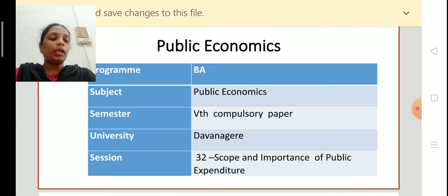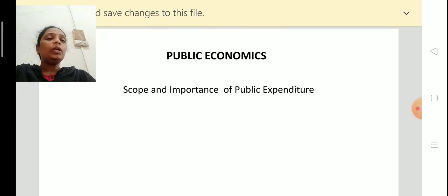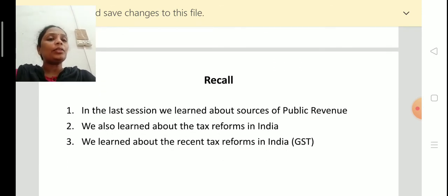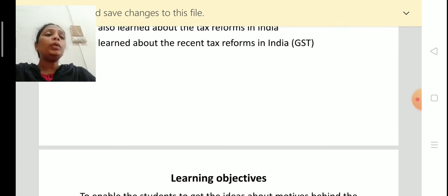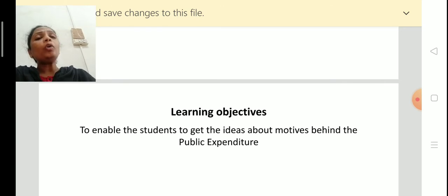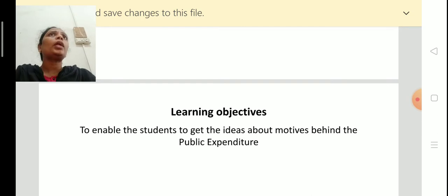In the last class we discussed many concepts. In the last session we learnt about the sources of public revenue. We also learnt about the recent tax reforms in India, and the concept and meaning of public expenditure. Public expenditure means the expenditure incurred by governments, that is central, state and local government.